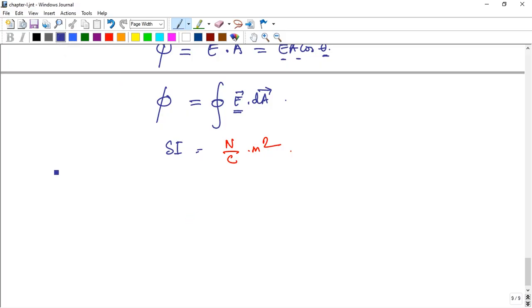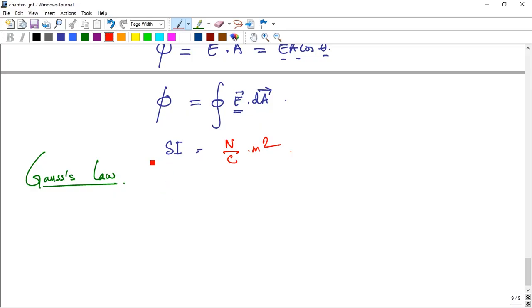That's a very important concept, Gauss's law. So what is Gauss's law? Gauss's law states that the total electric flux through a closed surface is equal to 1 by epsilon naught times the net charge enclosed by the surface. So the definition is very important for Gauss's law.